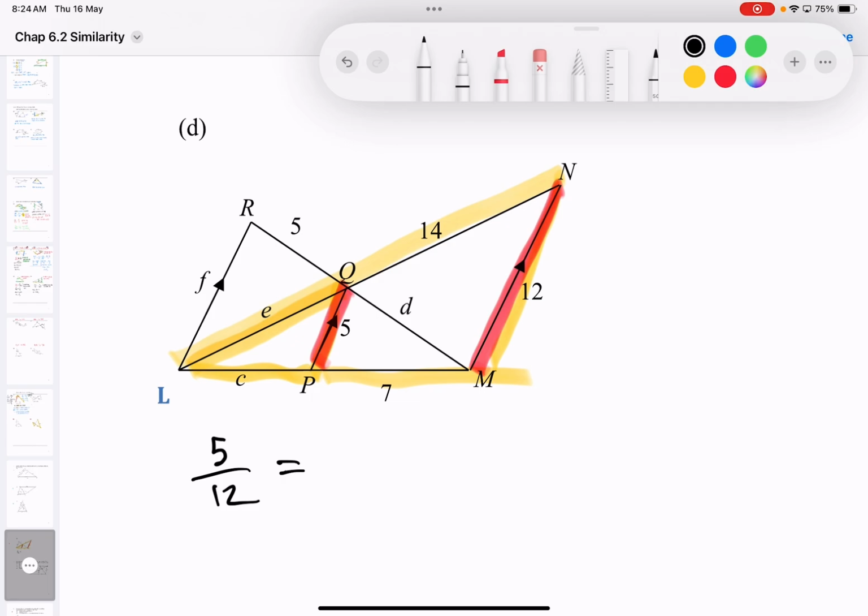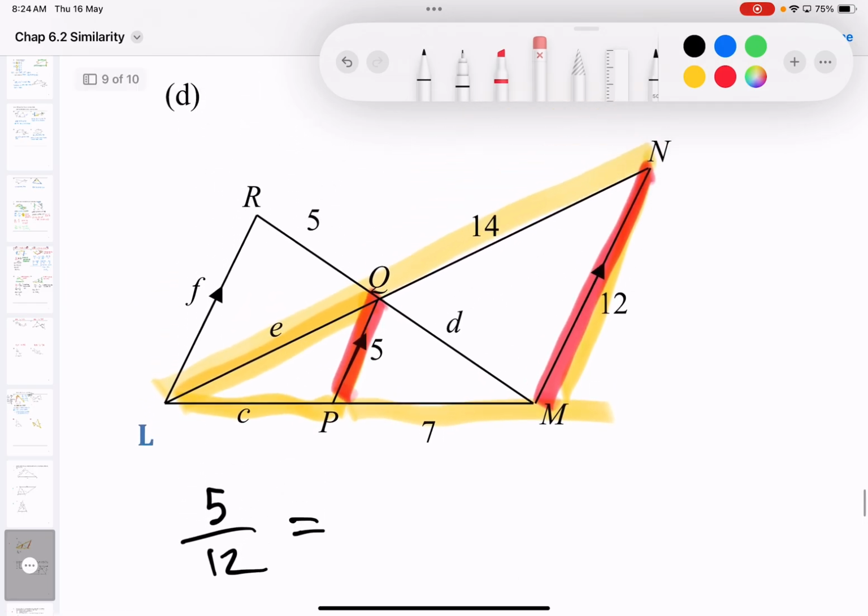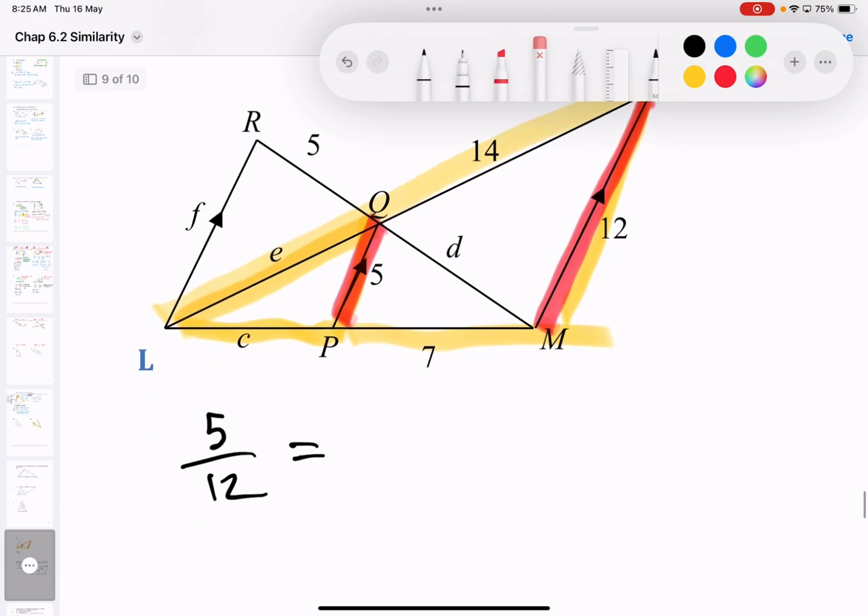Okay, let's figure out. You want to do C first or E first? C. Okay, let's do C first. So here I took the small divided by the big, right? The small divided by big, so I'm going to maintain the same pattern. So I'm going to take the small divided by the big. Okay, so Jordan, since you want to do C, can you help me out? So I know that this ratio is going to be C over what? Okay, it's going to be C over C plus 7, absolutely.